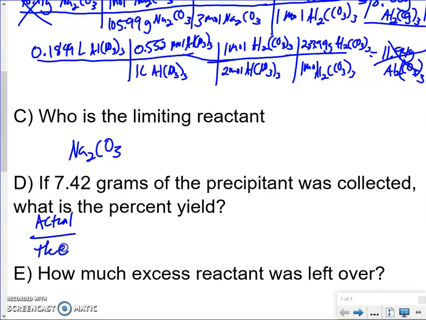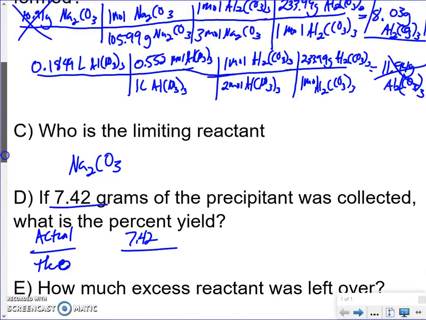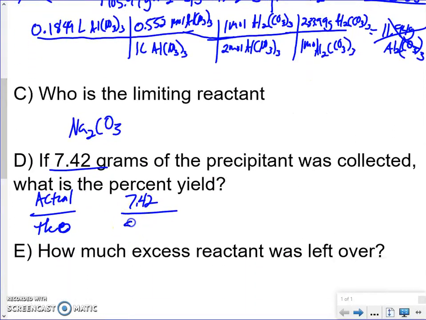Theoretical is what your teacher is going to give you, so 7.42 is what I gave you as being collected, over our actual, which is what we calculated up here, so 8.03 times 100. Okay, and we get a percent of 92.4%, so 3 sig figs because of everything going over here.